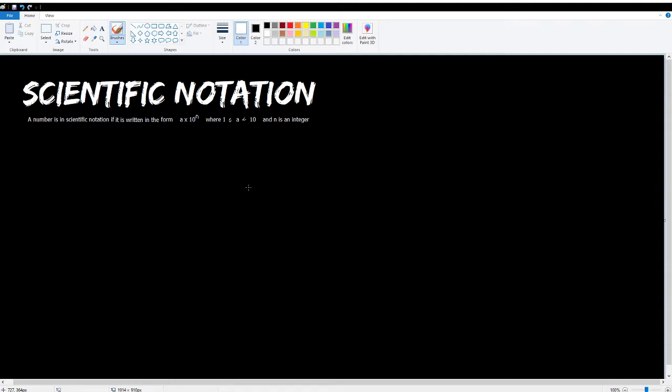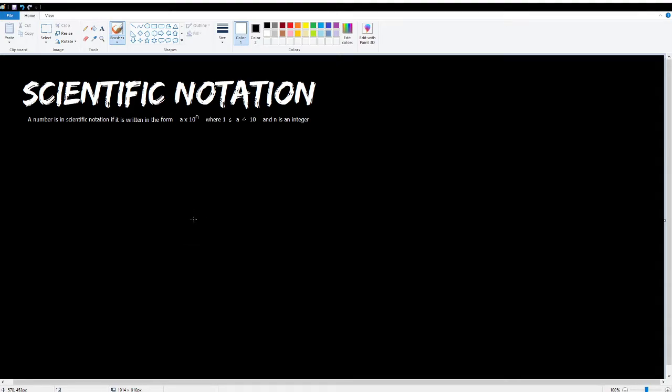So it says, numbers in scientific notation are written in the form a times 10 to the n power, where a is greater than or equal to 1 and less than 10, and n is an integer. So what's the purpose of scientific notation? Well, scientific notation is used to represent really big numbers and really small numbers. So let's go through a few examples of what it means. But before we do that, let's talk about the powers of 10.